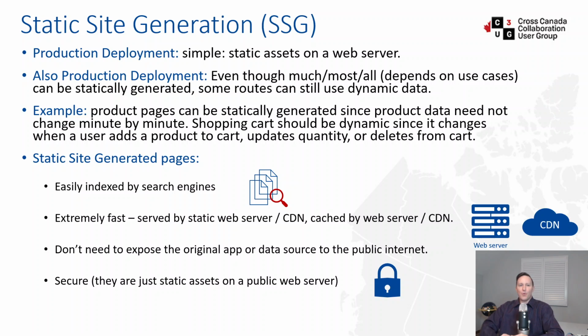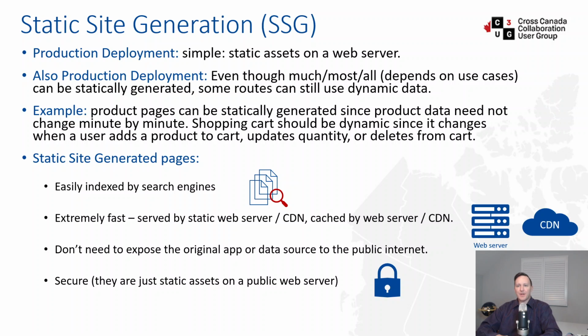So what does a production deployment look like? It's simple. You copy your static assets to a web server, and if you've got a CI/CD set up, it would be automated. Also, it's noteworthy that in a production deployment, even though much or most or all or some, depending on what makes sense, can be statically generated, some routes, meaning some pages or some paths, may still use dynamic data. So let's take a look at a simple example, which should make sense.